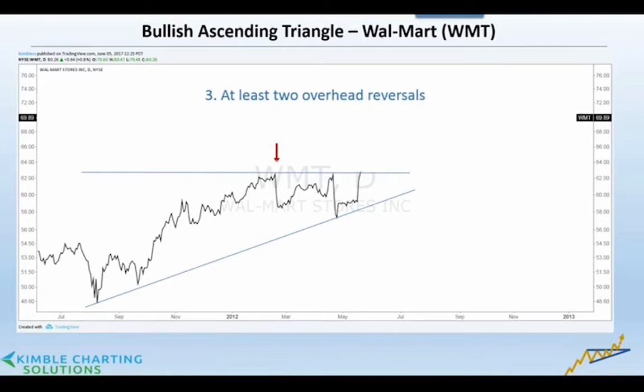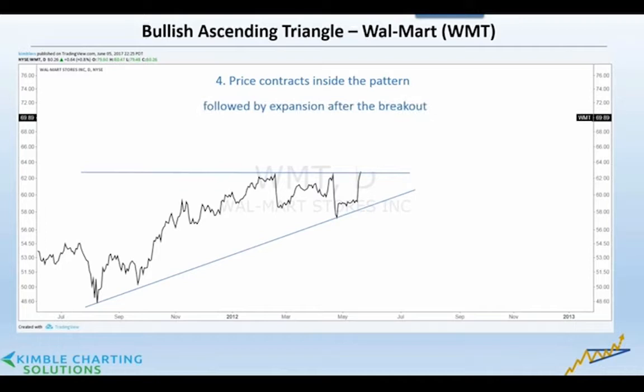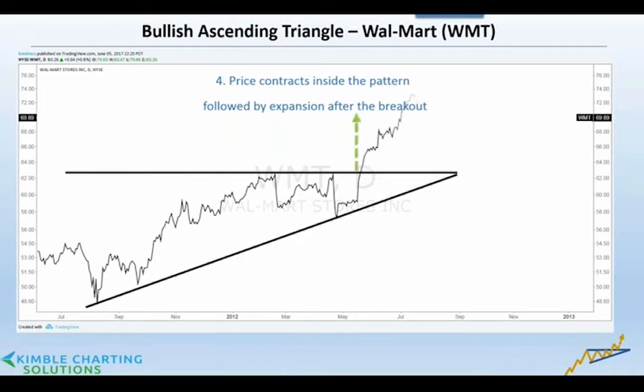And you're going to see it also had at least two overhead resistance lines. And then we had a breakout to the upside. The price contracts inside this pattern, followed by an expansion after the breakout. Here's the narrowing of the pattern. Push to the upside, we'll apply a measured move, and we can see what Walmart did.